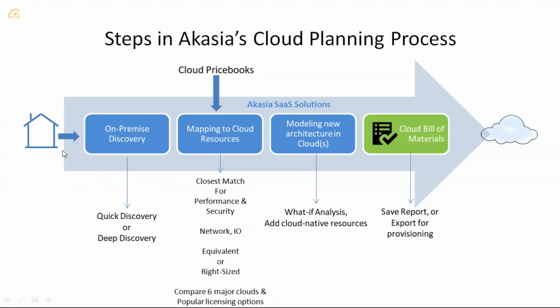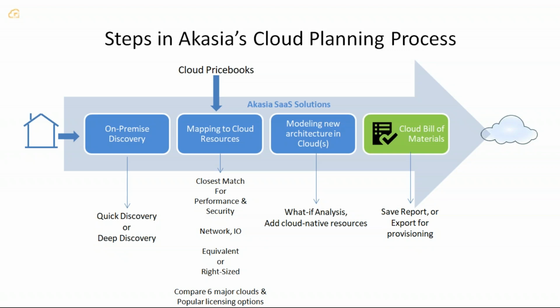This is a good time to highlight our cloud planning process. If you start on the left-hand side, there's your on-prem environment. The first step we take within Akasia's SaaS solutions is discovering the on-prem environment. The discovery we have is of two types, quick discovery or deep discovery. Both of these discovery models take a look at the on-prem environment, the resources, the configurations, as well as the utilization. Quick discovery takes just a few minutes. An environment that has, say, 2,000 VMs, we can discover in 5 minutes or less.